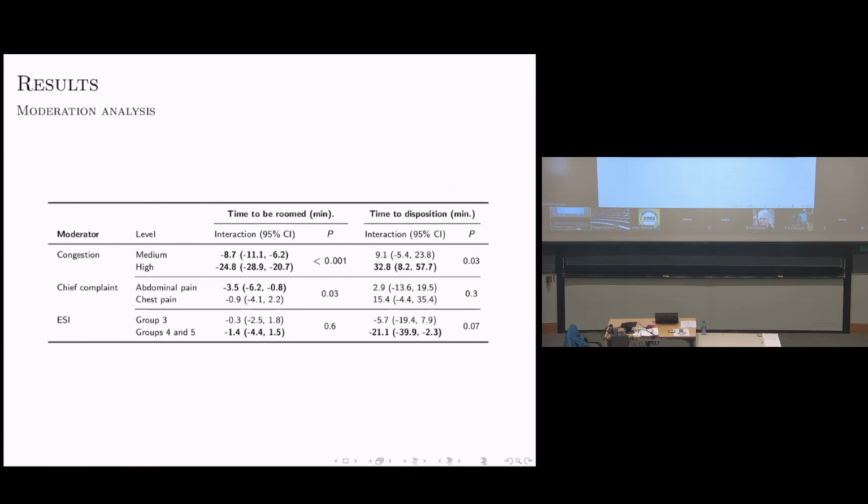So those are a few highlights. It is important to check where the effect is happening and where it's not. Any questions?